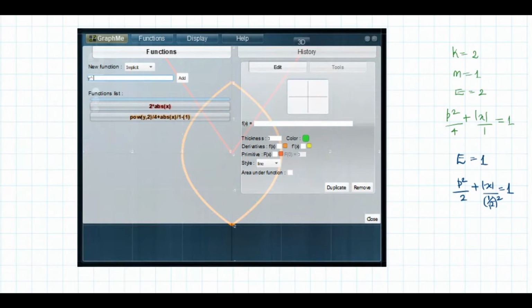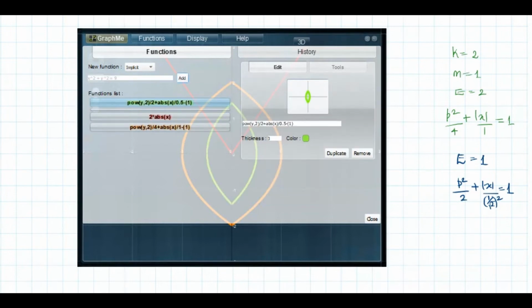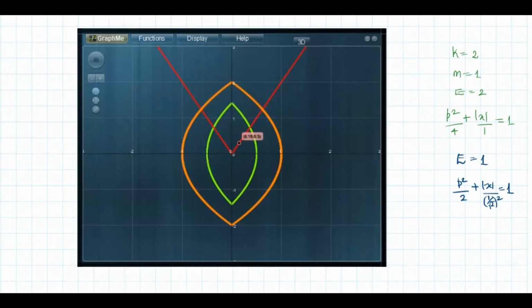y square divided by 2 plus absolute value of x divided by 0.5 equal to 1. Okay, it will be like this. Okay, so this is the phase space trajectory of V of x equal to k mod x.